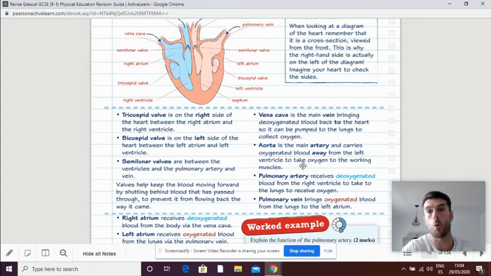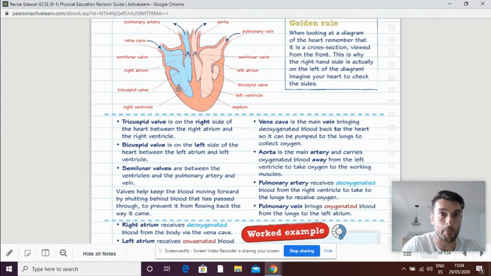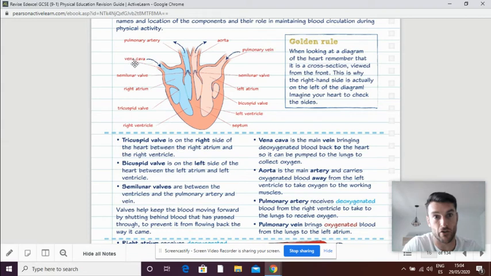A couple of very, very important parts of this heart we need to know. The Vena Cava. The Vena Cava is the main vein bringing deoxygenated blood back to the heart. So we see the Vena Cava is here. That's the biggest, most important vein in the body because it's bringing all the deoxygenated blood back to the heart. As we can see on the diagram, the blue side is the deoxygenated blood. So the Vena Cava is bringing that deoxygenated blood back.